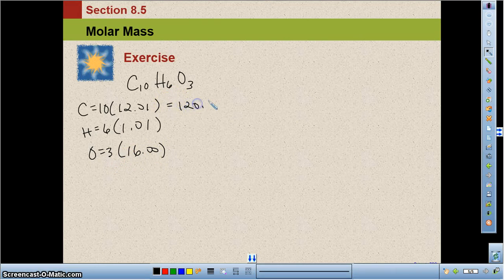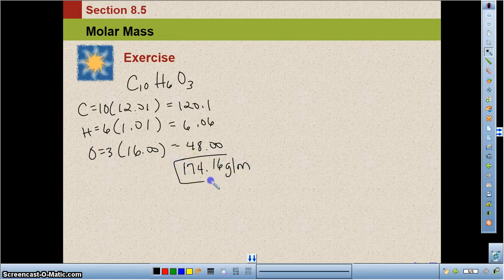120.1 grams here. This is 6.06 there, and we have 48 grams here. So when we add all these together, we come up with a total of 174.16 grams per mole. So there's the molar mass of the juglone.